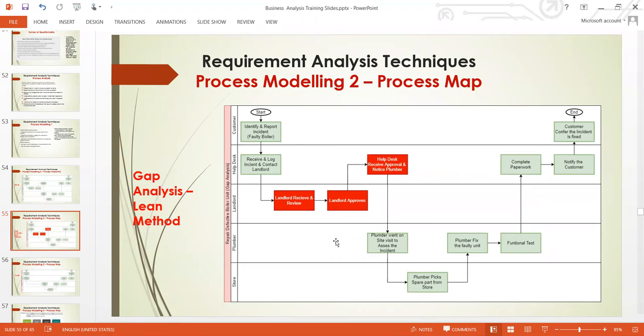And from your analysis, as a business analyst, within your own knowledge, you believe that removing the landlord's activity within this process is going to be the ideal process to reduce time. And that's why here you highlighted the activities that involve the landlord within this.